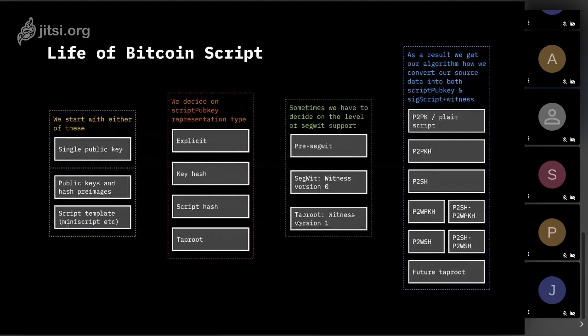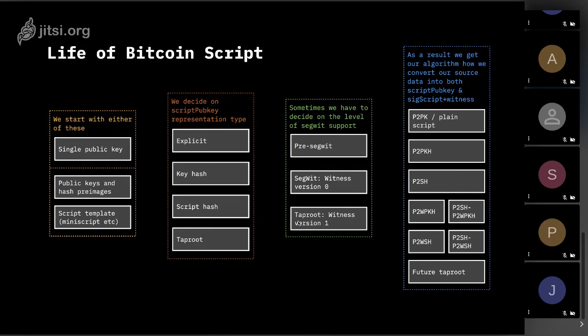So the life of a Bitcoin script. We start with either a single public key or some script template like miniscript or any other, and a set of public keys and pre-images you would like to use in that script template, descriptor, whatever else. Then we decide on the script pubkey representation type, meaning it can be explicit. So we embed an open script or open pubkey. It is named in Bitcoin Core bare representation, explicit representation. We can use a key hash, we can use a script hash, we will be able to use taproot, we decide on that.